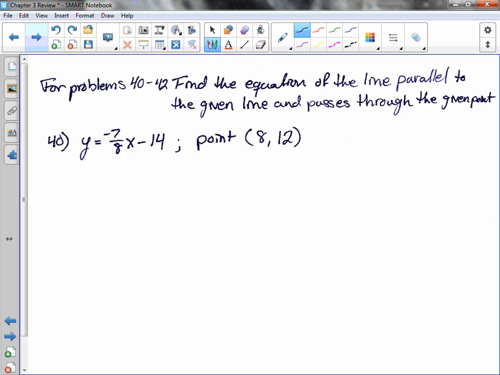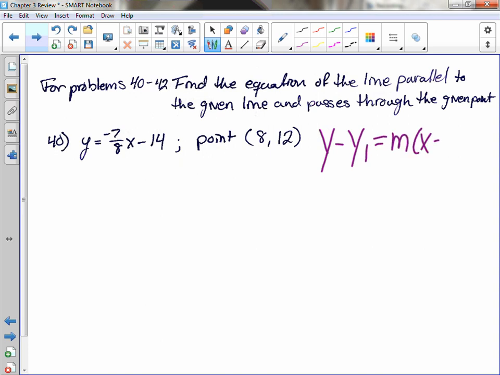40 through 42. Which one of those three are we going to look at? Because we're going to look at at least one. Okay. We're going to need this formula.